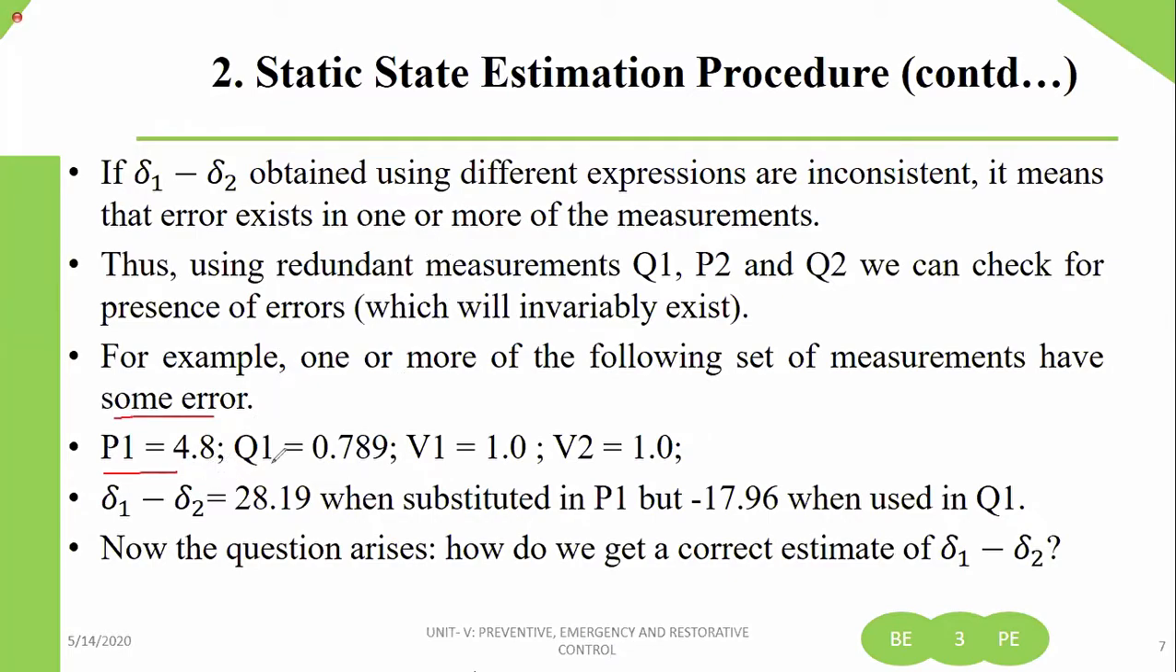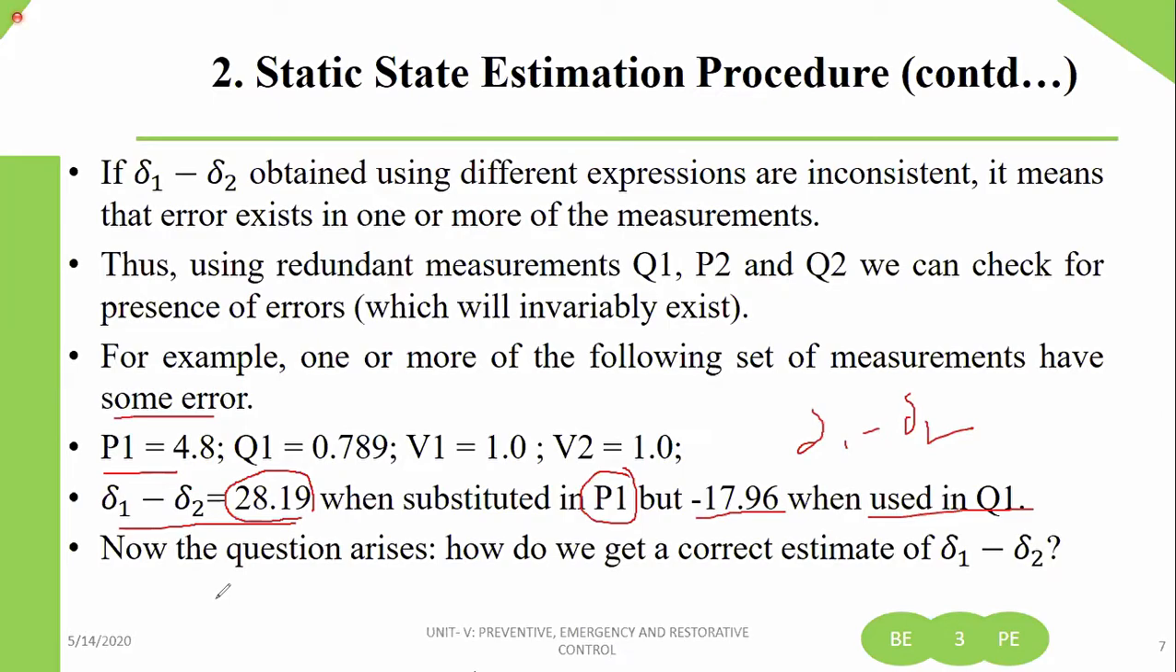So now see here, you use this and try to substitute in the above 4 formulas: P1 4.8, Q1 0, V1, V2 these values, and the same R and X values you use. So del 1, del 2, from one equation you will get 28.19 when substituted in P1, but you will get minus 17.96 when used in Q1. So from these two formulas itself, you can say that you are not getting consistent results. Actually, del 1 minus del 2 should be consistent, either 28.19 or minus 17.96 degrees. You have to get this, right?